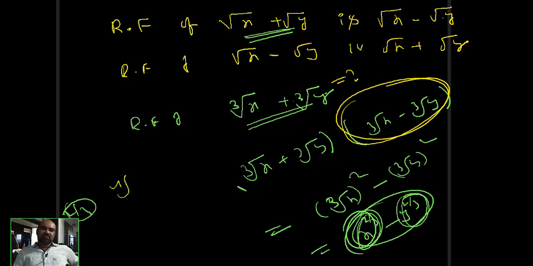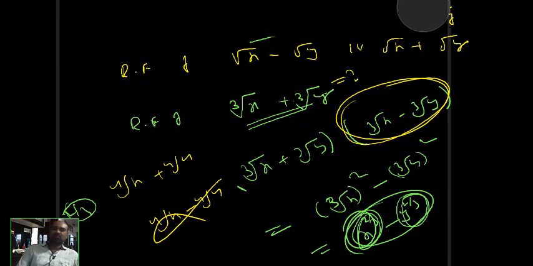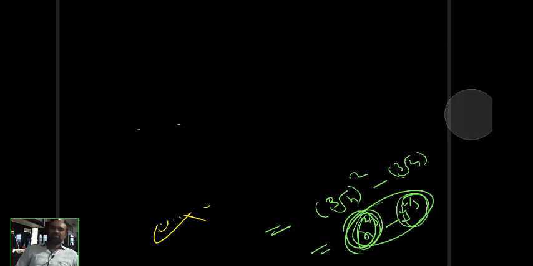Sometimes they will ask fourth root of x plus fourth root of y, what is the RF? Again sometimes they will make mistakes. Fourth root of x minus fourth root of y, that is not correct. Okay, now I will find how to find the RF of the form nth root a minus nth root b.